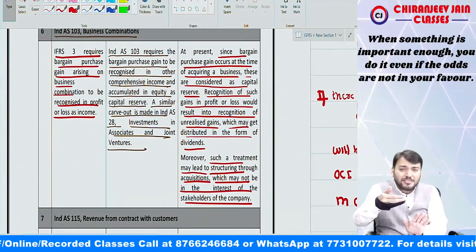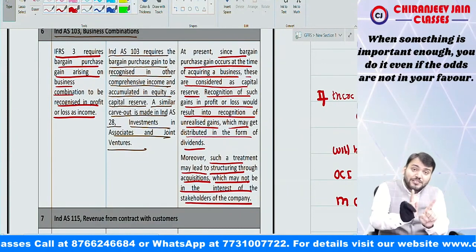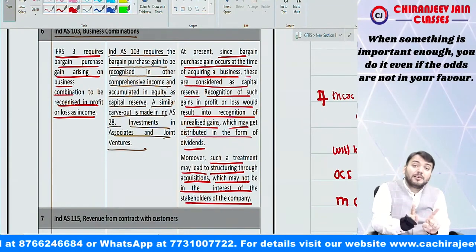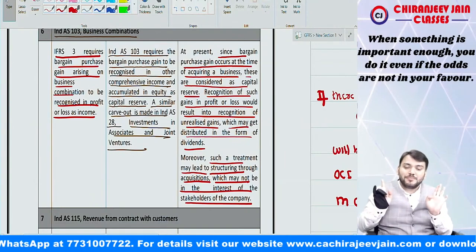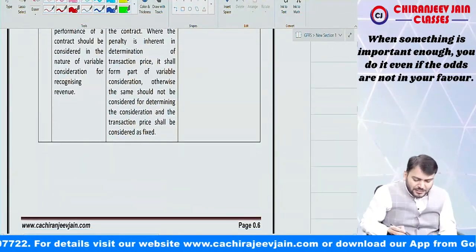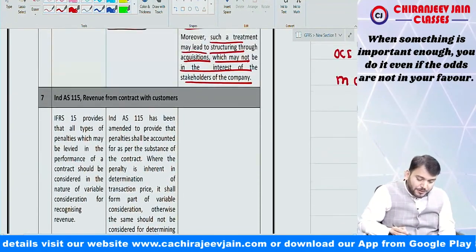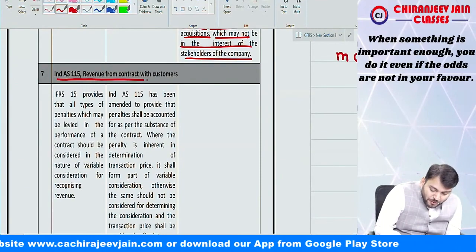Now, whether they will ask the reason in the exam, I don't know. But in the exam, if the question is silent, you always need to give the treatment as per IFRS in the GFRS paper. Yes, sir. We have understood. Now, coming to the last point of carve out. Ind AS 115, revenue from contract with customer.